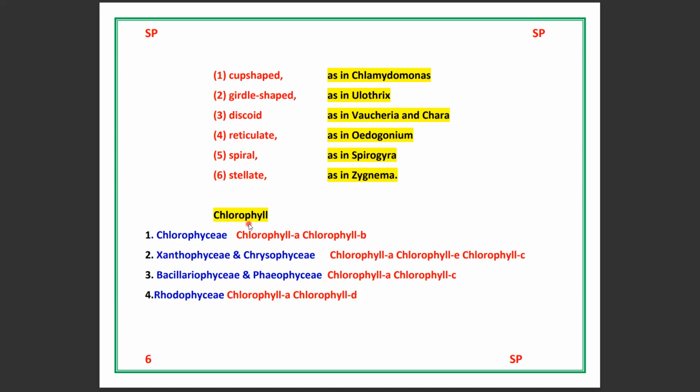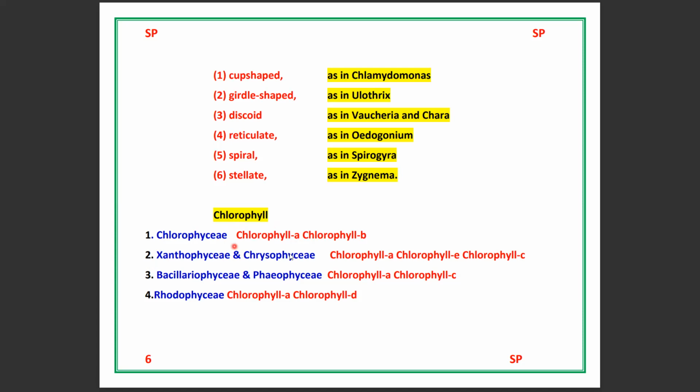And chlorophyll. Chlorophylls are the primary pigments in photosynthesis. Different types of chlorophyll are seen: chlorophyll A, B, C, D, E, and bacterial chlorophylls. But in algal members, we see chlorophyll A, B, C, D and E. These are the 5 types of chlorophyll pigments seen.